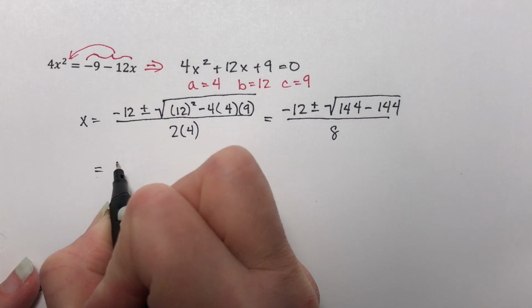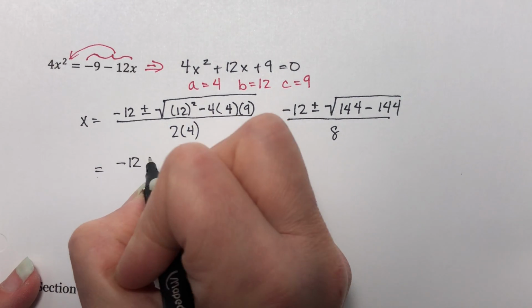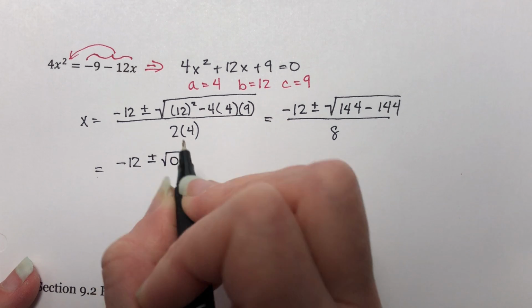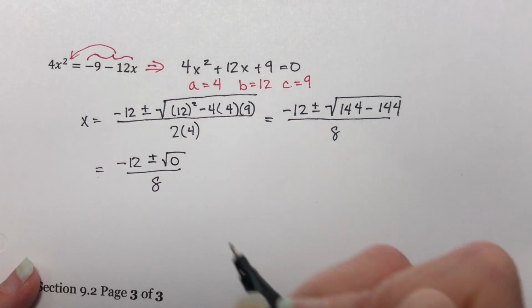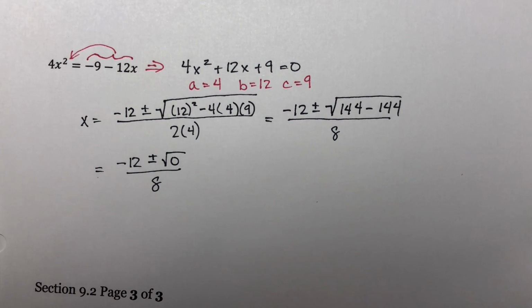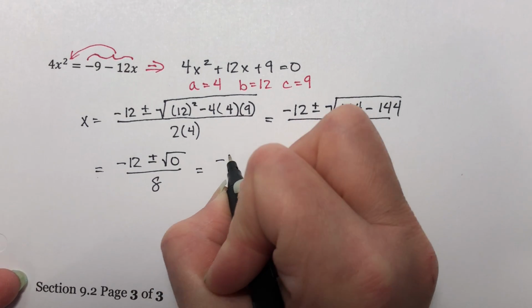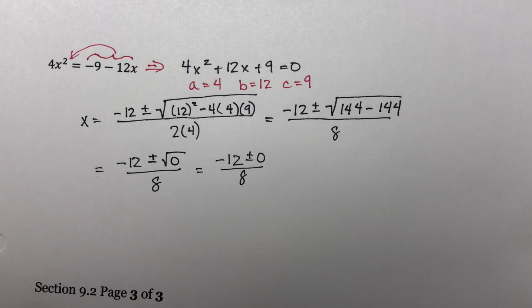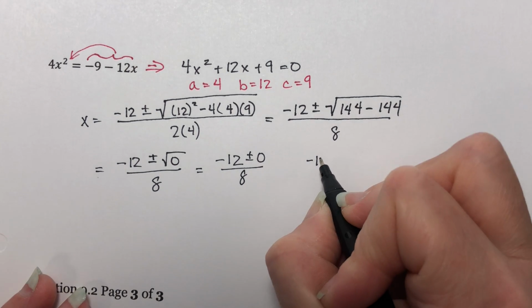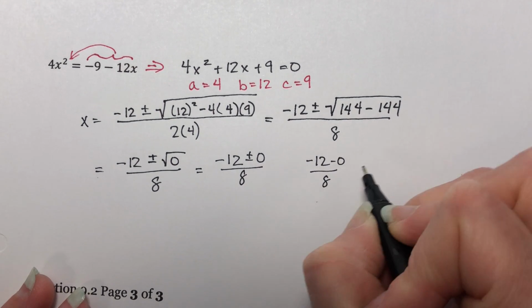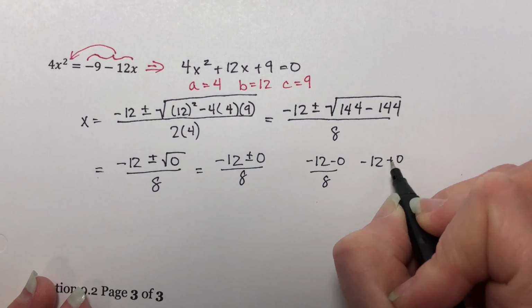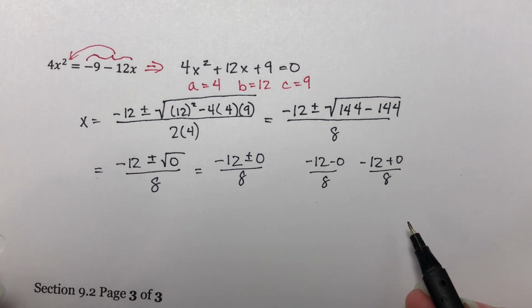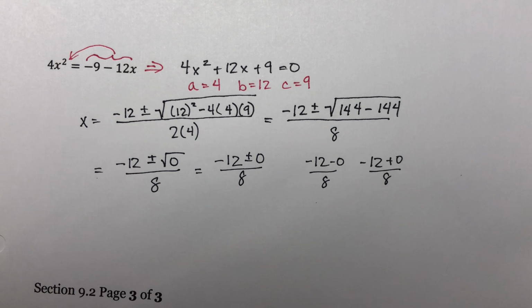Now, what do we have here? We have negative 12 plus or minus the square root of 0 over 8. But the square root of 0 is 0, so what we have is negative 12 plus or minus 0 over 8. Now, technically, we split this up into negative 12 minus 0 over 8 and negative 12 plus 0 over 8. But that doesn't even really matter because you're going to have the same value on both of them. That's what I mean.